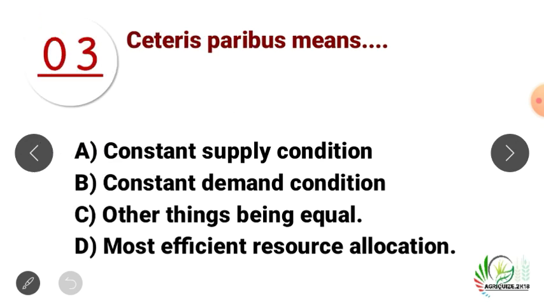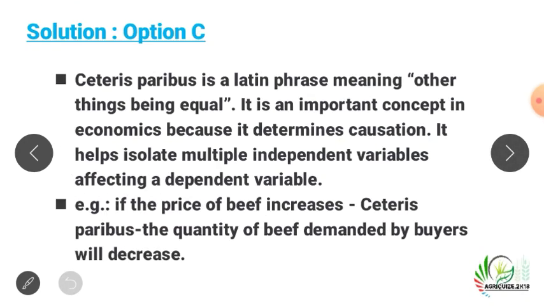Question 3. Ceteris paribus means other things being equal, here option C is the right answer. Ceteris paribus is a Latin phrase meaning other things being equal. It is an important concept in economics.